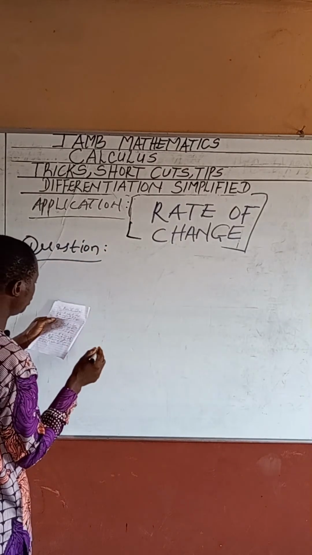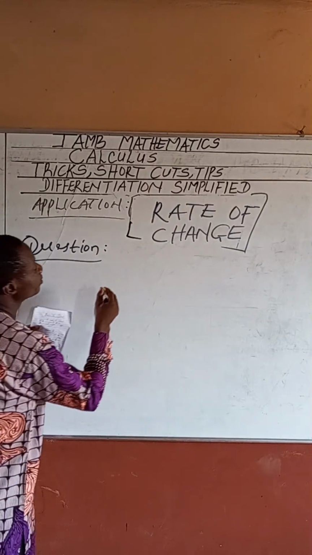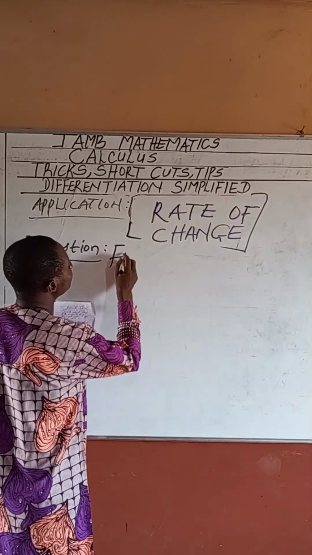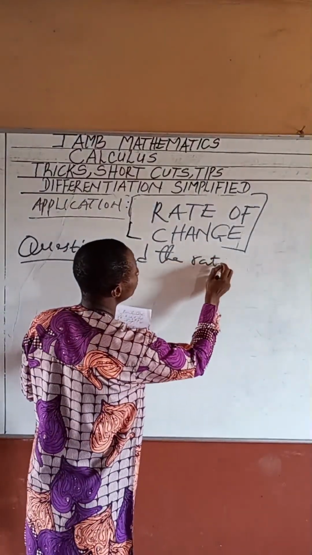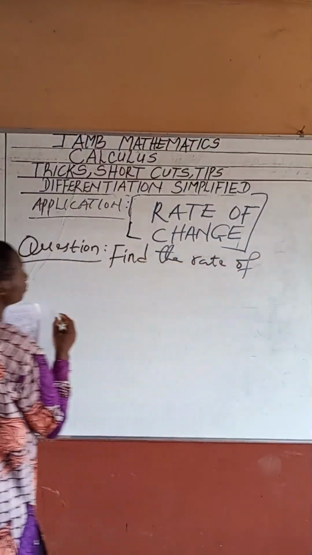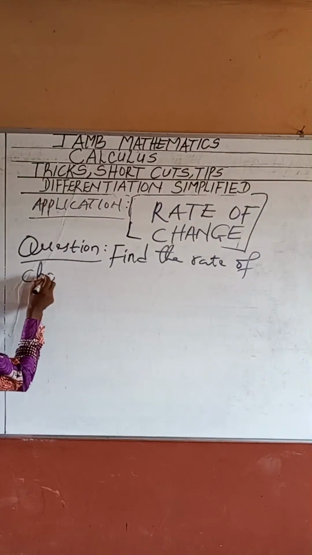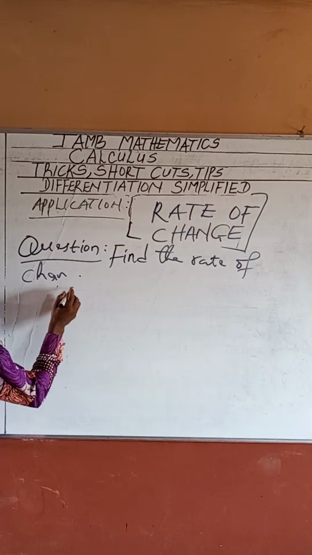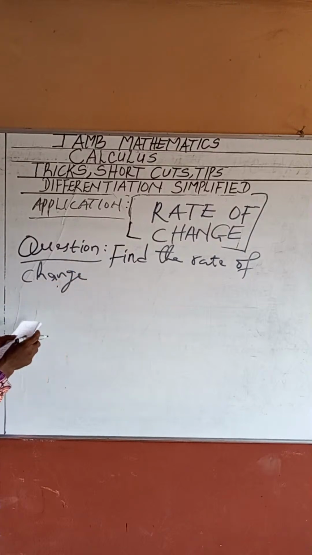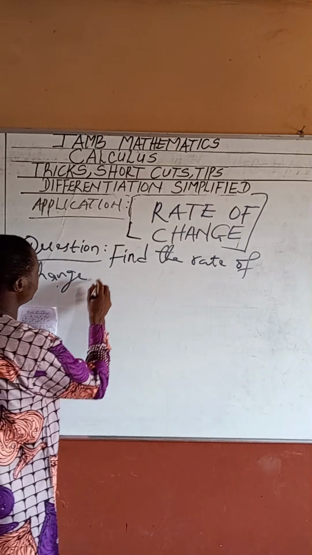Find the rate of change of the volume. Just look at this one. Find the rate of change. But this is a direct question. Any student will just spot out the answer. Find the rate of change of the volume.